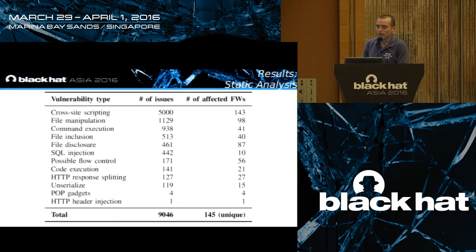Finally, by using static analysis on the PHP files, we had 145 firmwares which had PHP files. Basically, the tool reported almost 10,000 various results, I mean various notices in different modules, 5,000 cross-site scripting, and almost 1,000 command injection or execution. Some of these can be false positives because static analysis tools, as you know, have their own limitations. They just try to give you a hint, but it's not 100%.